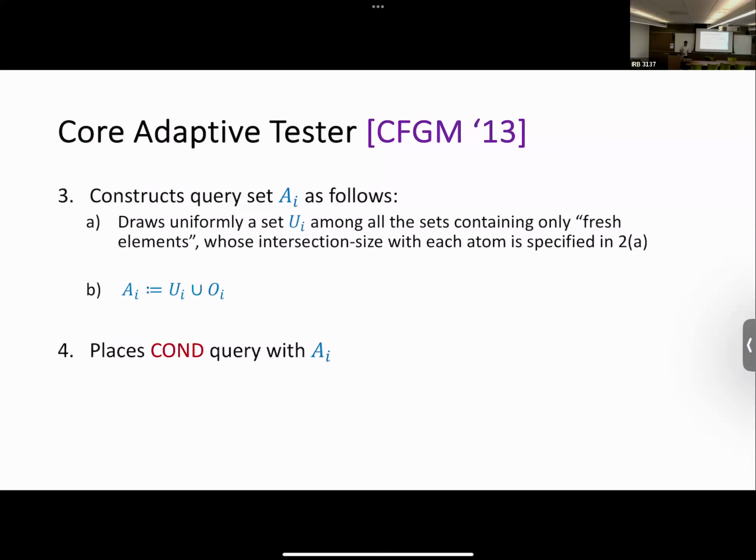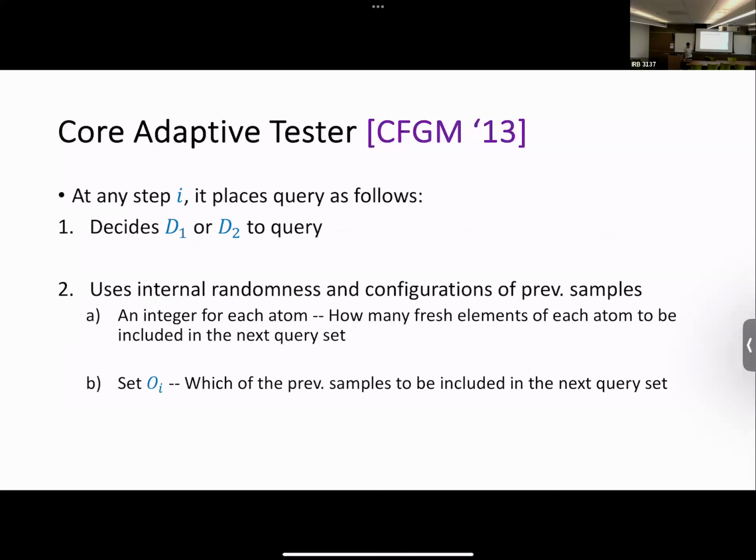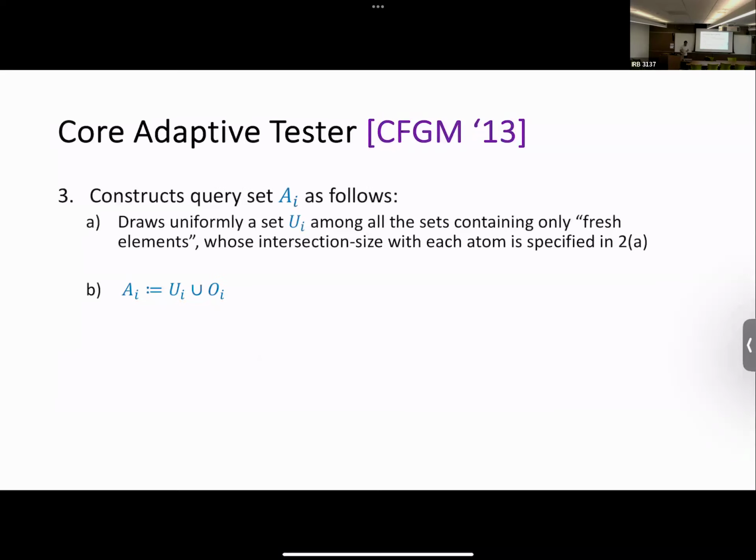So just a quick recap. If you recall, this special type of testing algorithm that we consider was a poly adaptive tester, where the conditioning sets are of a very specific type: the algorithm will only specify, for each of these atoms, how many elements to include in the next query set and which are the previous samples. And after that, we just pick this set randomly that satisfies this.